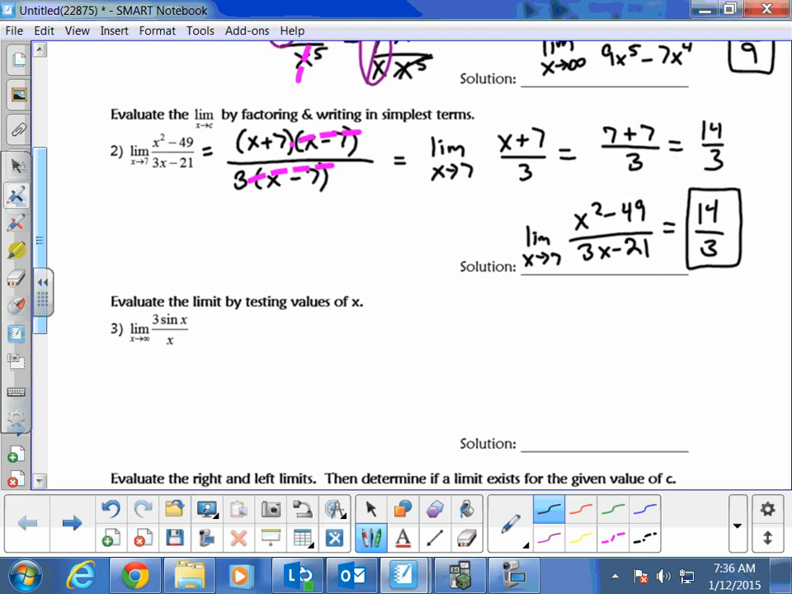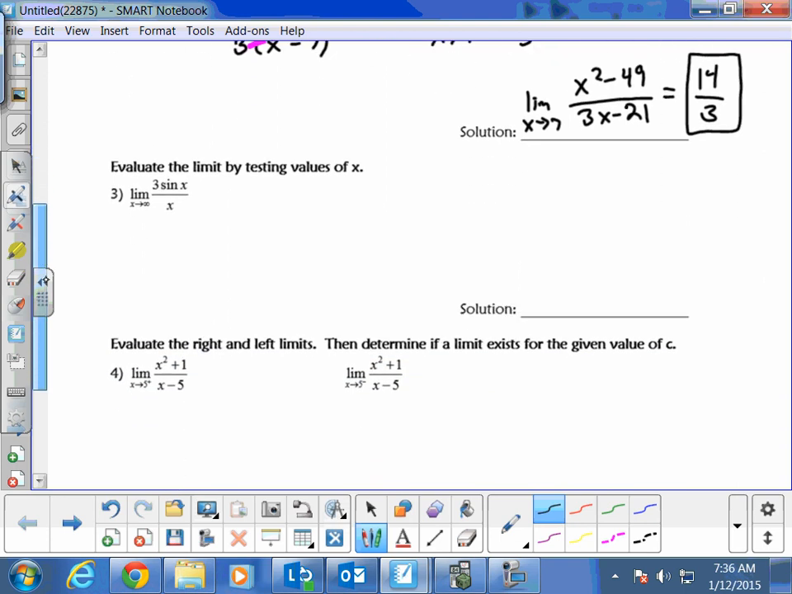Now let's evaluate 3. It says evaluate the limit by testing. When we do testing, that means we're going to use our calculator and see what happens to the values, in this case when x approaches infinity. So I'm going to write a small table here, and I'm going to test values like 1,000, 10,000, and I'll go up to 1,000,000. And I'll see what's occurring in this case.